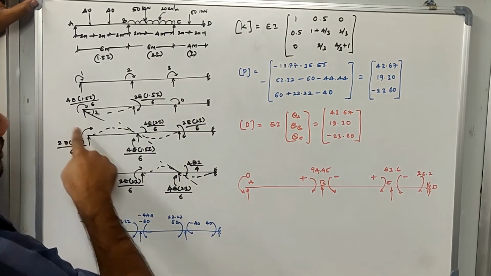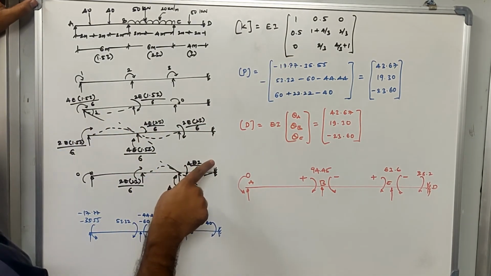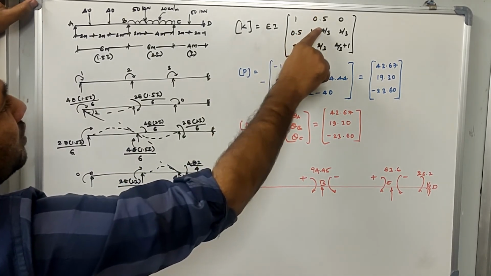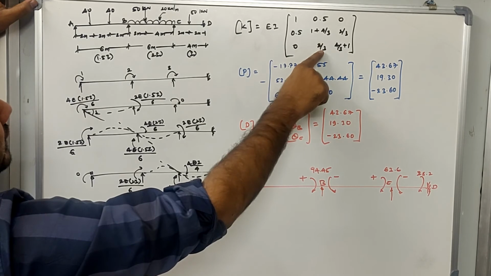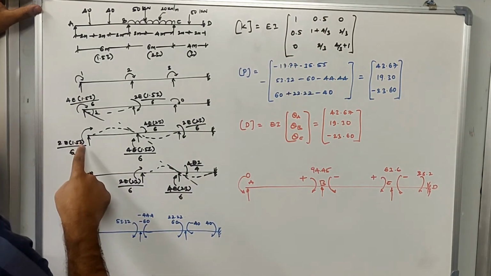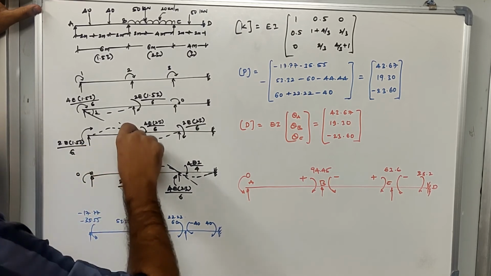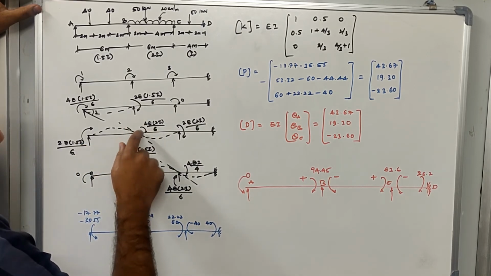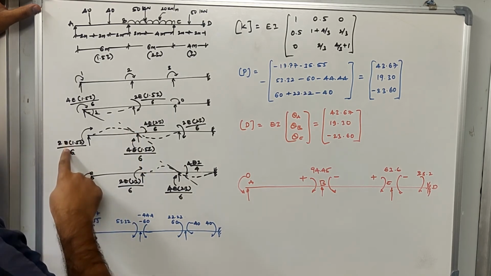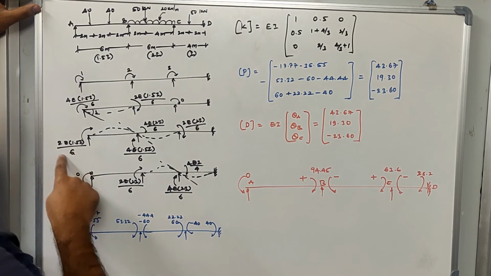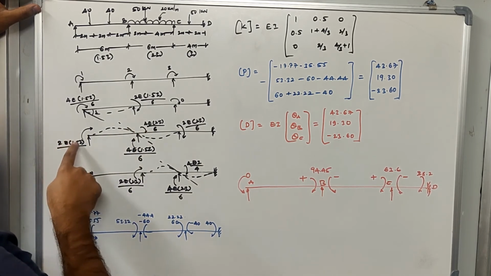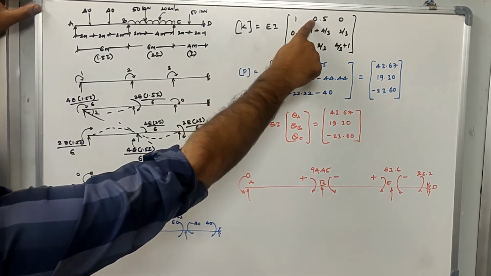Okay, right. So once we solve this, we go for the next column, which is K12, K22 and K32. So this is the column where we have to look. Here, as we know, we are applying the unit rotation at the second coordinate, and because of that, what is the force that is generated at the first coordinate? At the first coordinate, the moment generated because of application of the unit rotation at the second coordinate is 2E into 1.5 divided by 6, which is again 0.5.